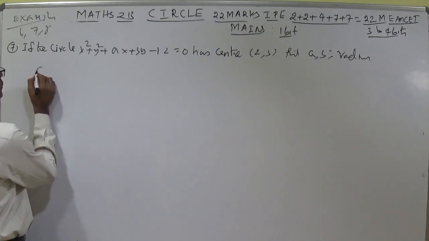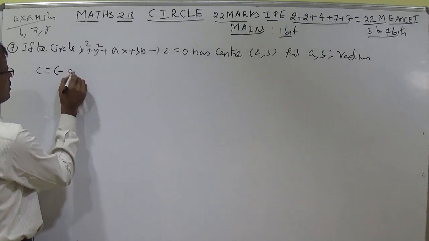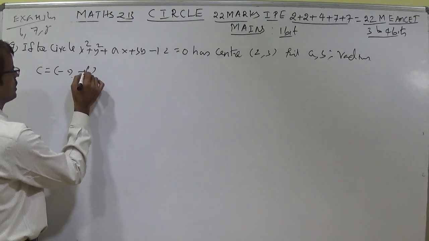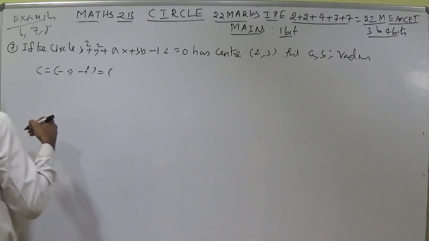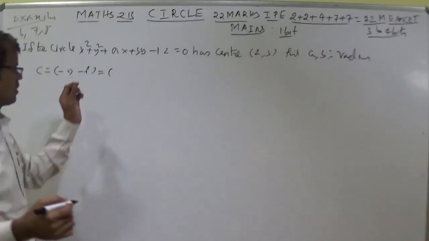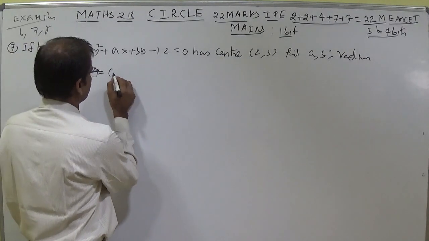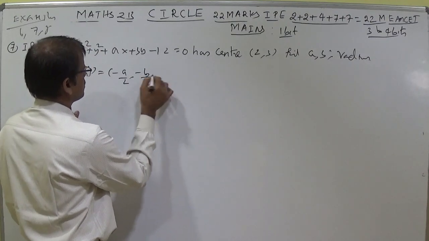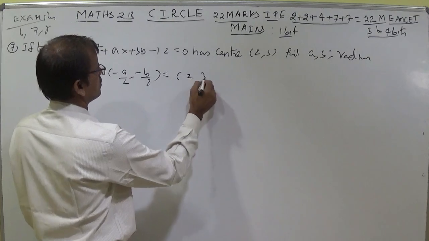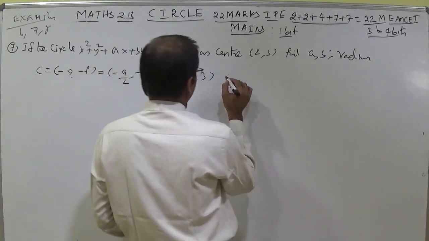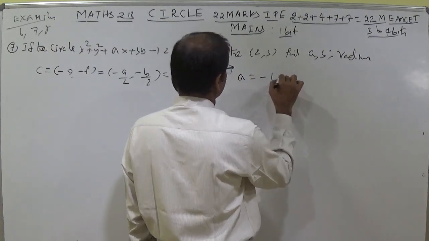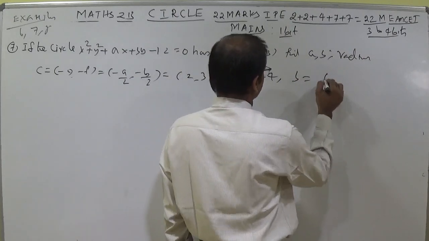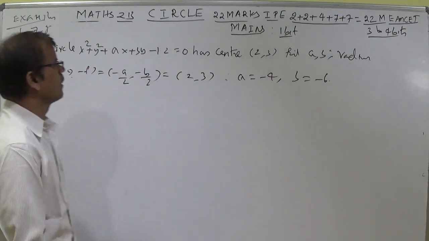The center formula we know is (minus g, minus f). You should understand that it is the negative half coefficient of x and the negative half coefficient of y. You can write this directly: (minus a by 2, minus b by 2) is equal to (2, 3). Therefore, by cross multiplication, a is equal to minus 4 and b is equal to minus 6.